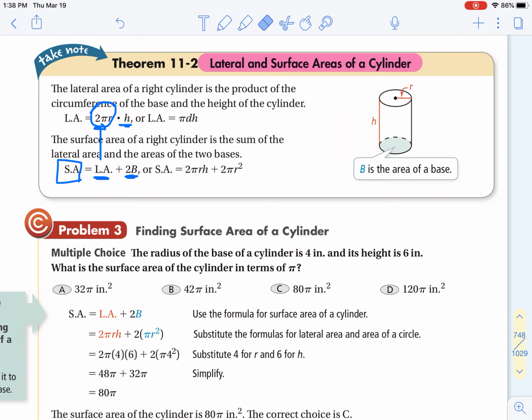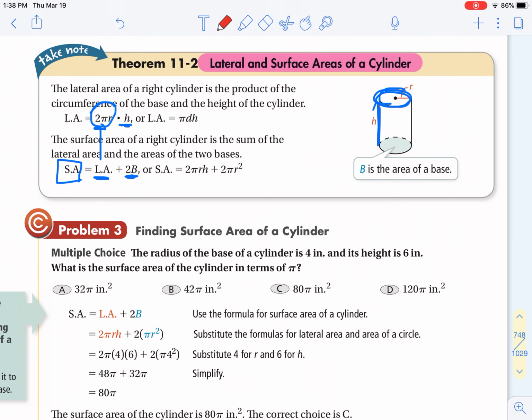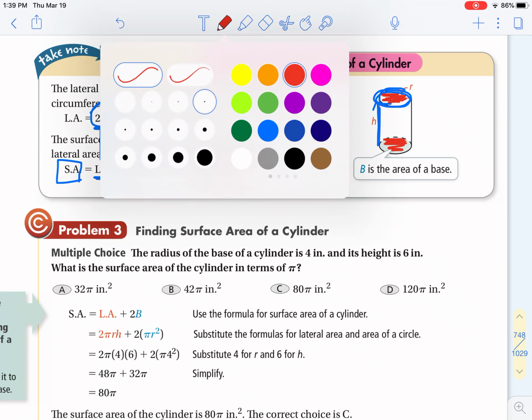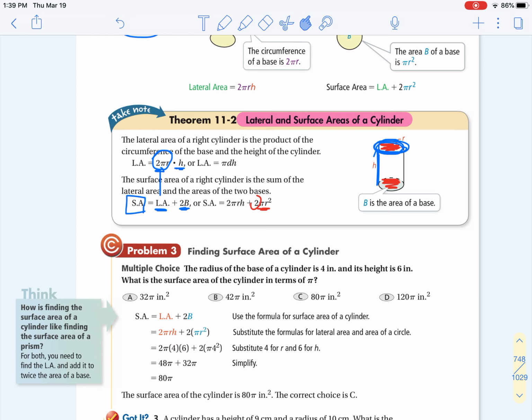So again, the circumference of the circle times the height. And then what about the base? Well, base is simply just the area, right? So we're going to take the area of that circle, multiply that by 2. I'm going to shade that in red for you. So get our base, multiply that by 2. Get our perimeter, which is also known as your circumference. Multiply that by height. Add those together, and you are good to go.